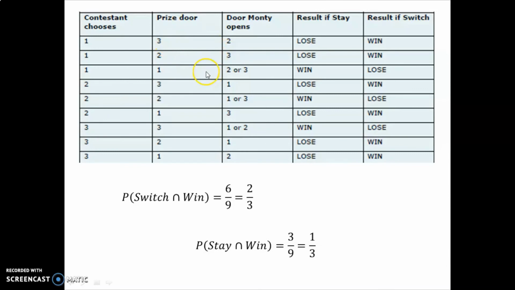Because the prize door can be any one of the 3 doors as well. So I hope the systematic approach there makes sense. Maybe you came up with something very similar. And let's look at then the probabilities.